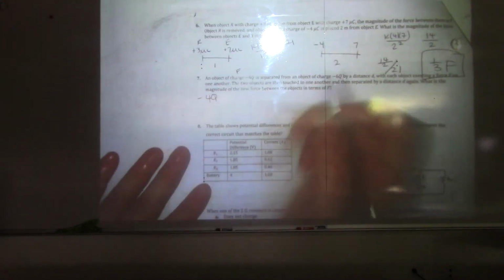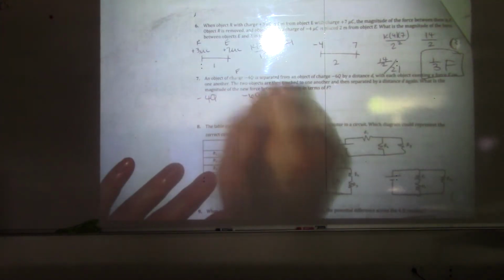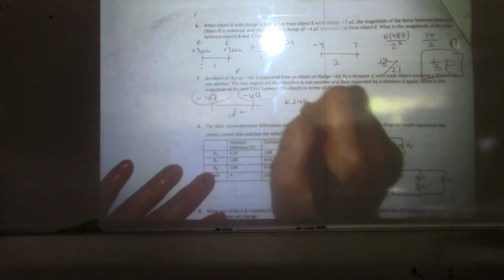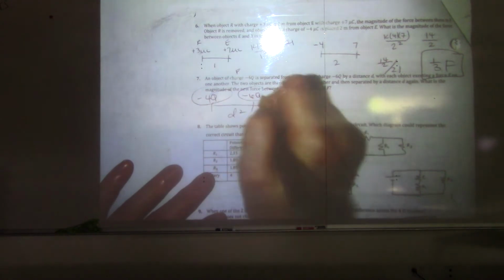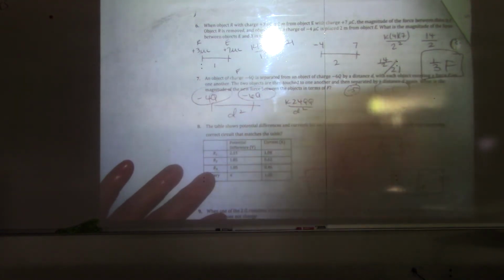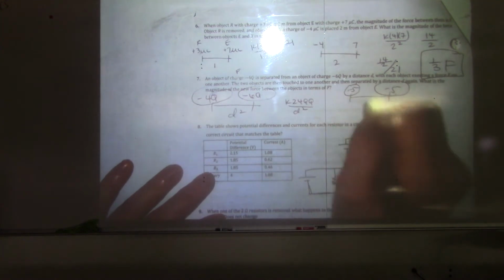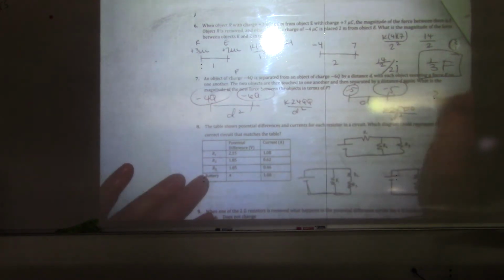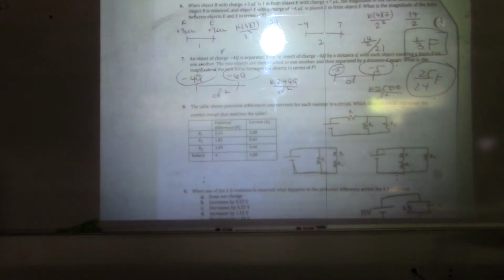Same as number 5, very similar. So this is going to be 24. And when they touch, it'll be -5 and -5 because the total of 10 split evenly. So that will become 25q over d squared. So new over old, you get 25 over 24. Okay, whatever. All right, number 8.